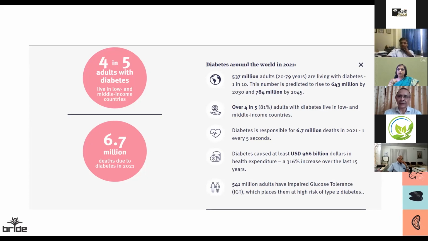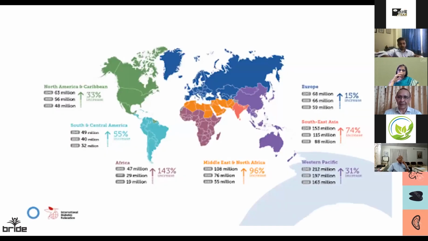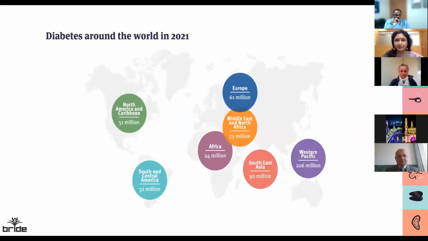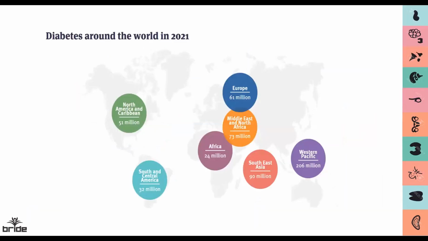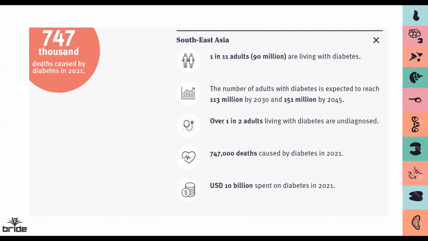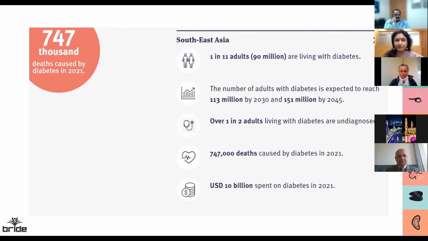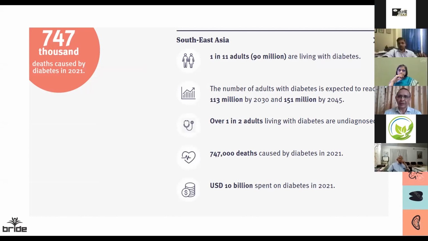If we have 537 million adults living with diabetes, we have another 541 million adults living with impaired glucose tolerance. So this epidemic is not going to go away. You can hope that COVID will go away, but diabetes is endemic. Dysglycemia is endemic to our world now. And Southeast Asia, led by India, leads the charts. In Southeast Asia, we have 90 million persons living with diabetes. 1 out of 11 people in our part of the world have diabetes. Out of them, half are unfortunately still undiagnosed.